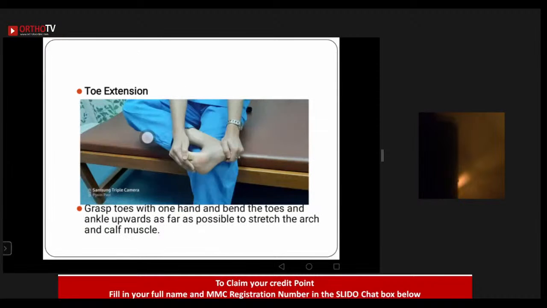The next exercise is toe extensions, or you can say the plantar fasciitis stretch. In this exercise you will get a plantar fasciitis stretch and a calf muscle stretch also. To do this, grasp the toes with one hand and bend the toes and ankle upwards as far as possible to stretch the arch, that means the plantar fascia, and the calf muscles.